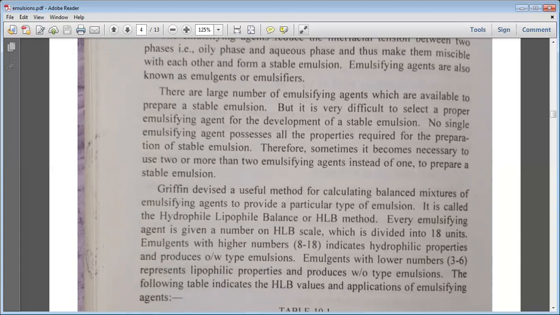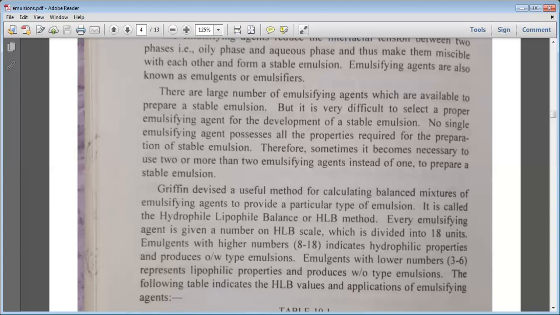Every emulsifying agent is given a number on the HLB scale, which is divided into 18 units. Emulgents with high numbers, like 8 to 18, indicate hydrophilic properties and produce oil by water type emulsions. Emulgents with lower numbers, that is 3 to 6, represent lipophilic properties and produce water by oil type emulsions. So the HLB scale determines the HLB value, that is the hydrophilic and lipophilic balance of the emulsifying agent, but it does not tell you the concentration of the emulsifying agent to use.